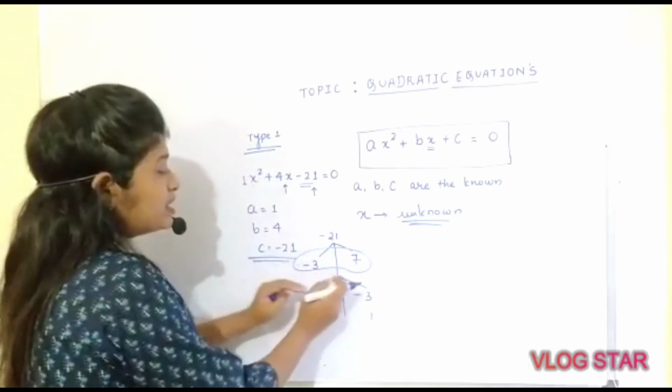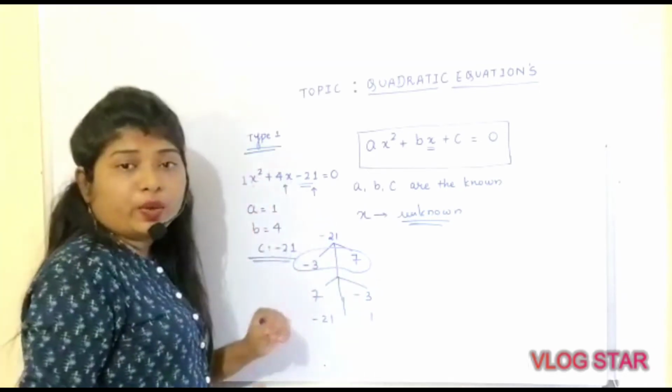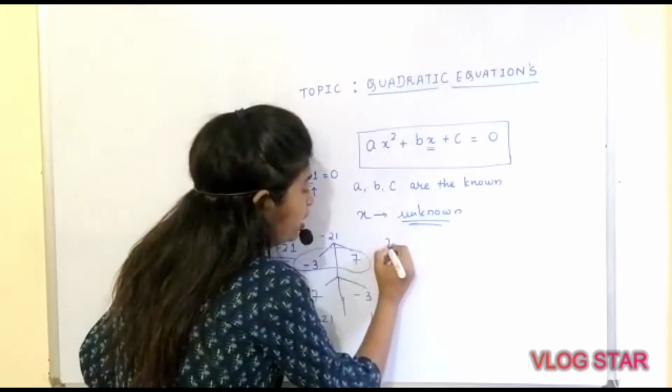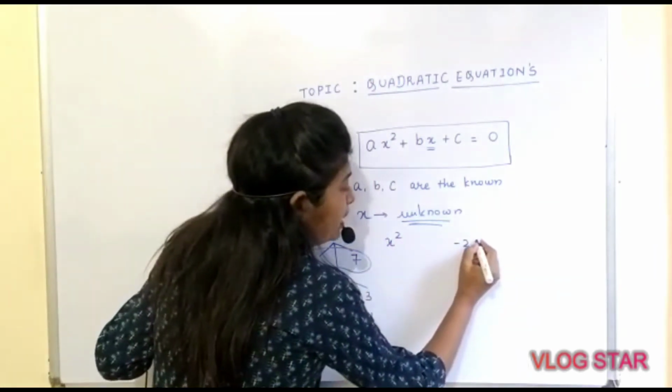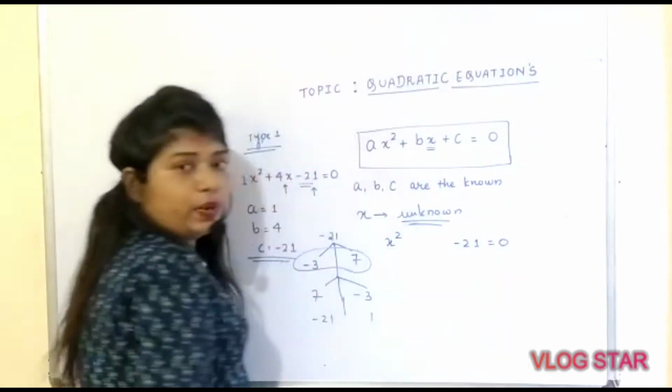So how are you going to substitute these factors in this particular question? Please pay attention over here. You have to keep the first term as it is. You need to keep the last term as it is, equal to 0.